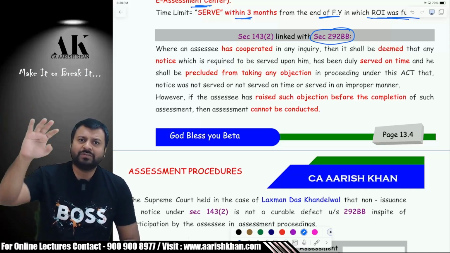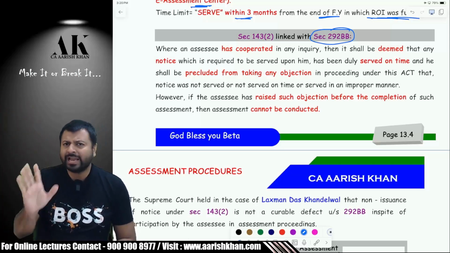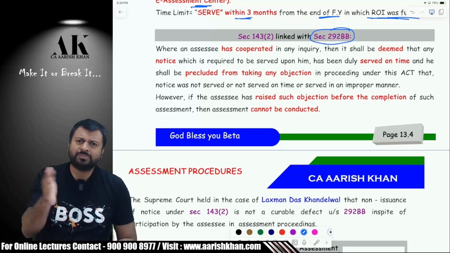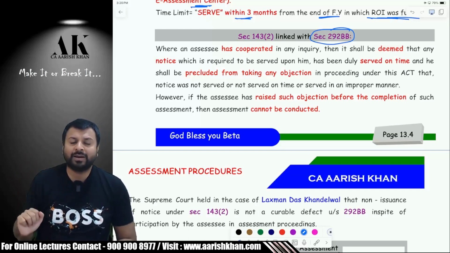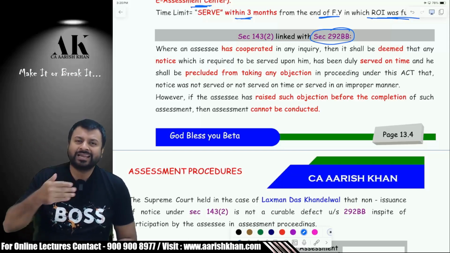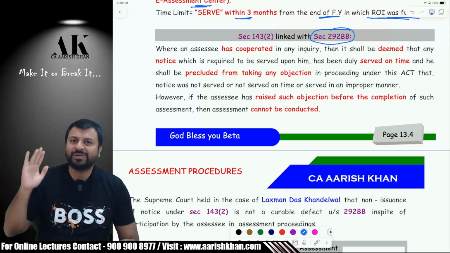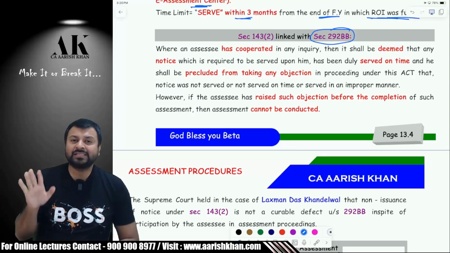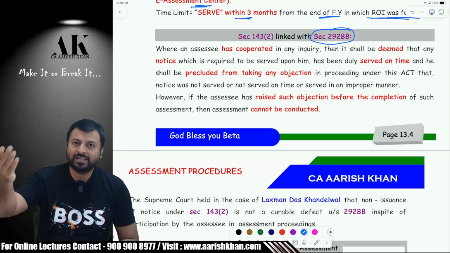Similarly, there was one more mischievous assessee who got the notice on time. No issues in the time limit. He got the notice before June. But it was in an improper manner. Again, the assessee cooperated. After the assessment is completed, at that time, the assessee thinks of raising a question of whether it is valid or invalid.